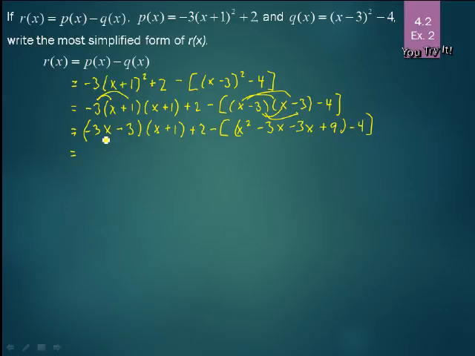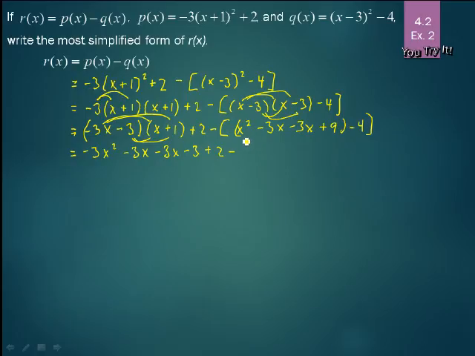And now we can do a similar thing here and distribute these front two terms. So -3x times x is -3x². -3x times positive 1 is -3x. -3 times x is -3x. And -3 times 1 is -3. And then plus 2. And then minus, let's just simplify what's inside here.